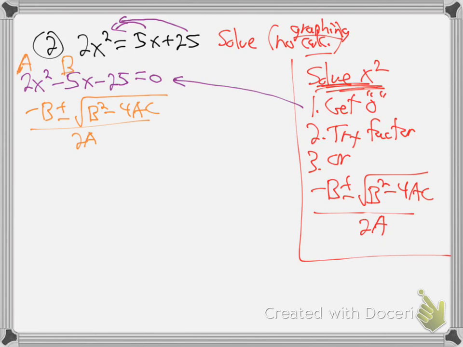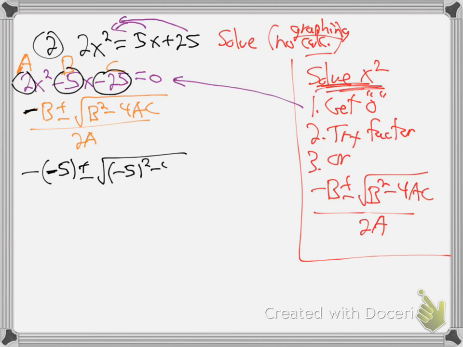This is b. This is c. So plug them in. What do we get? So it's negative b, and b is itself negative 5. This is a, b, and c. So negative right here on the formula, and then b is negative 5, so it's going to be a double negative, positive. Plus or minus the square root of b squared, negative 5 squared, minus 4 times a, which is 2, times c, which is minus 25, all over 2a.